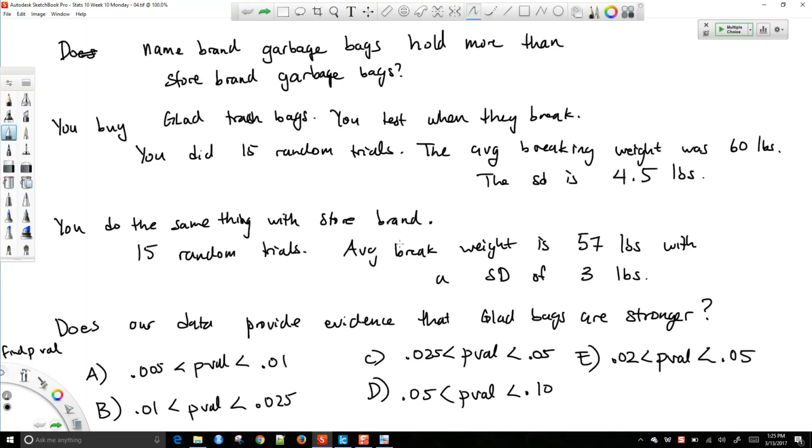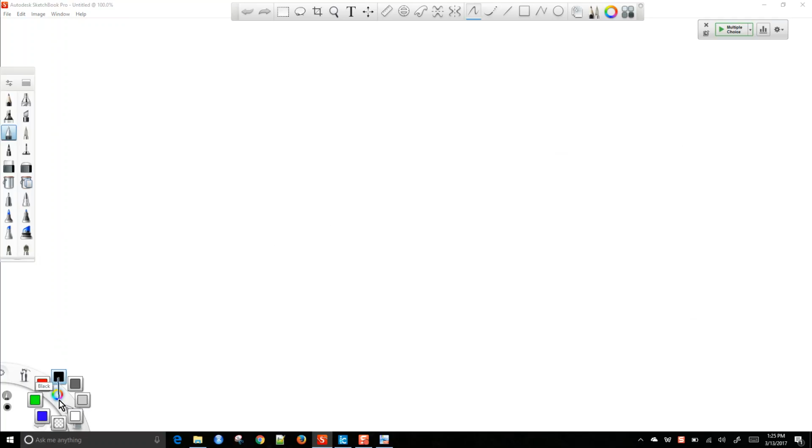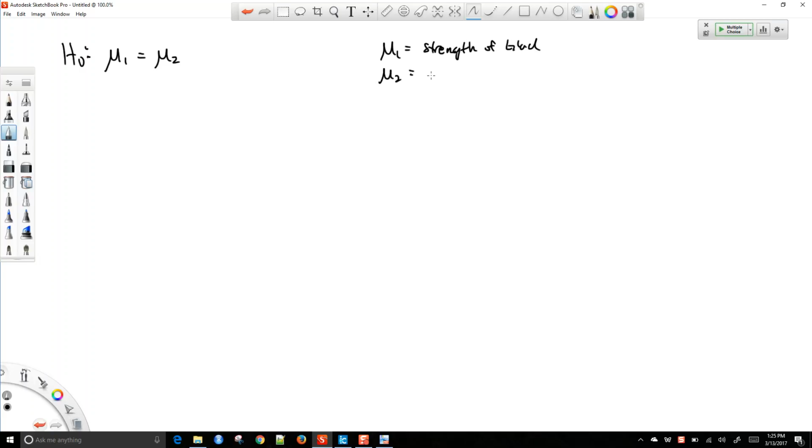Okay, so we'll go over our answers. When we set up our hypotheses, our null hypothesis will be that the two bags have the same strength. So we'll say mu1 is equal to mu2. We'll call mu1 strength for Glad, and the other one will be strength of store brand. I can also write mu1 minus mu2 is equal to 0. That's also fine.